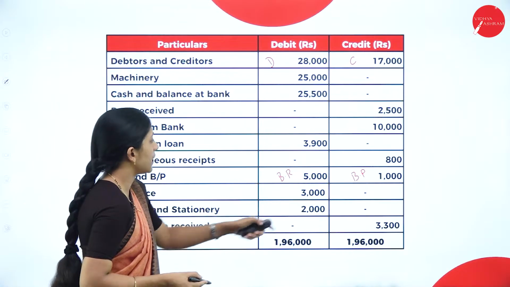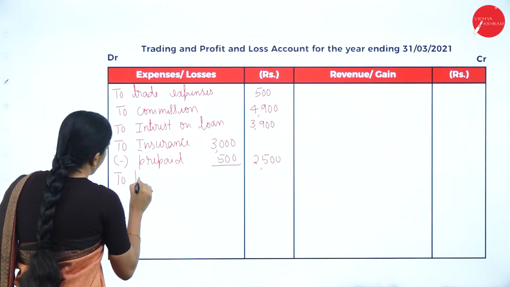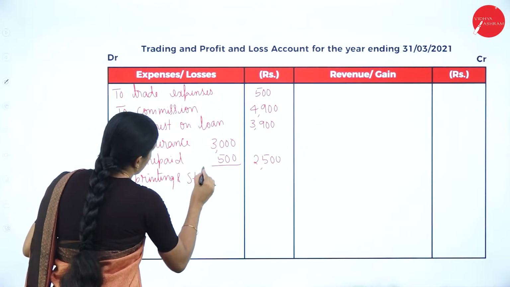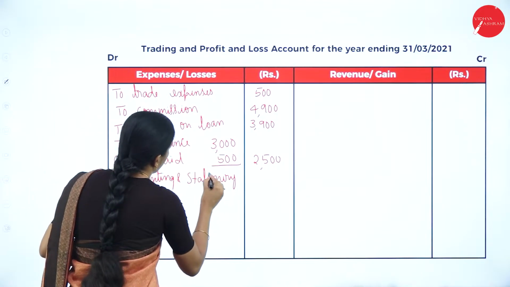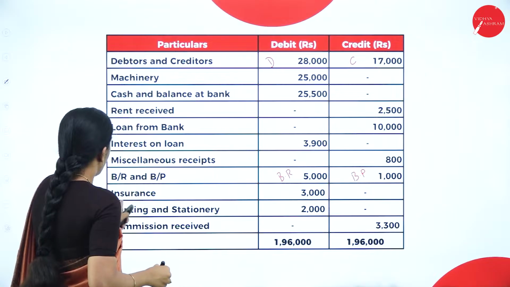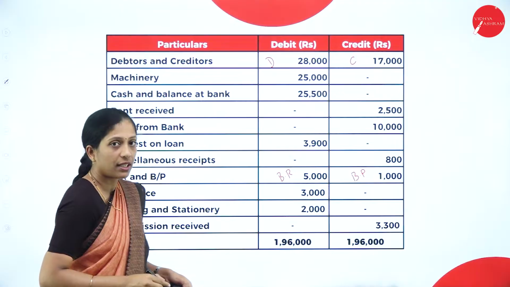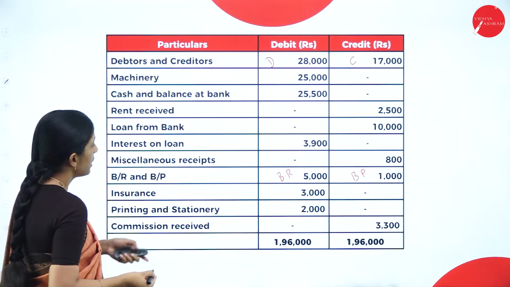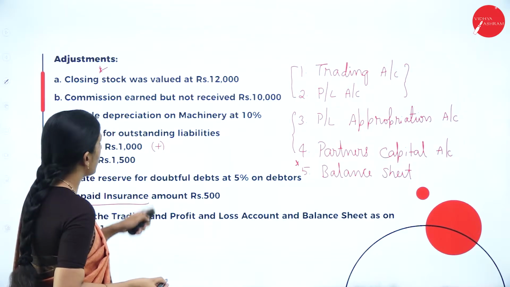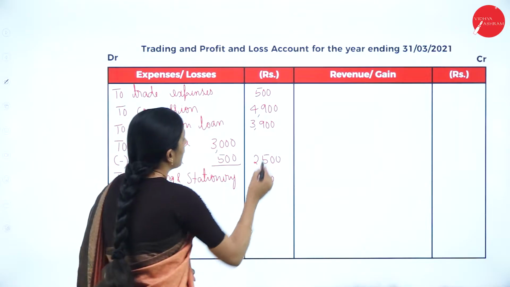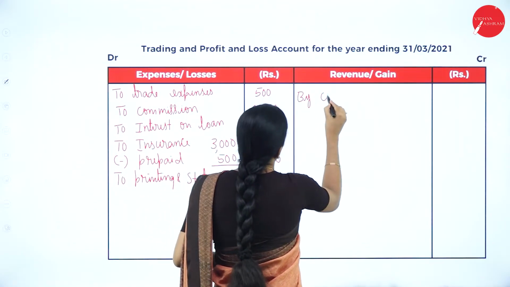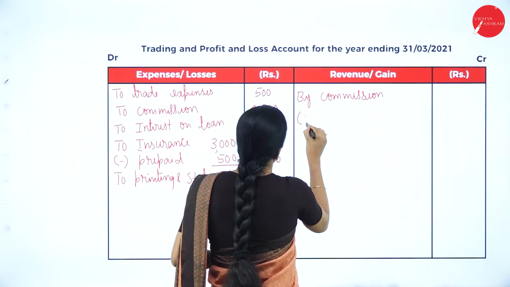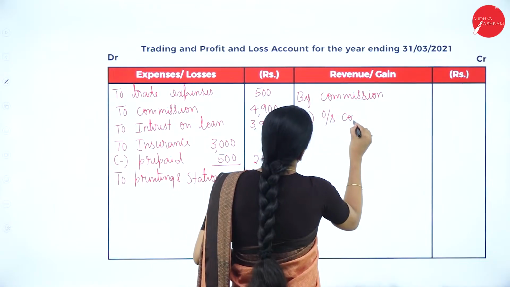Next, printing and stationery 2,000. So, to printing and stationery, that is 2,000. After printing and stationery, commission received 3,300, but we have here commission earned but not received, that is outstanding. So, commission received 3,300 plus outstanding 10,000. By commission, add outstanding commission.